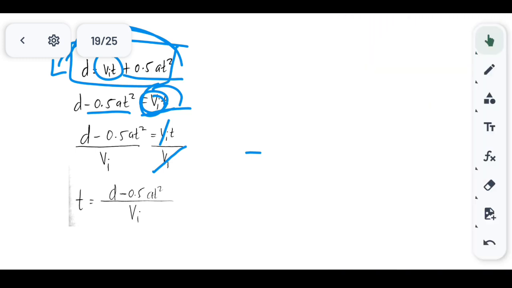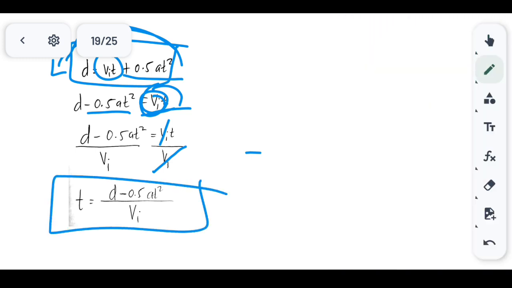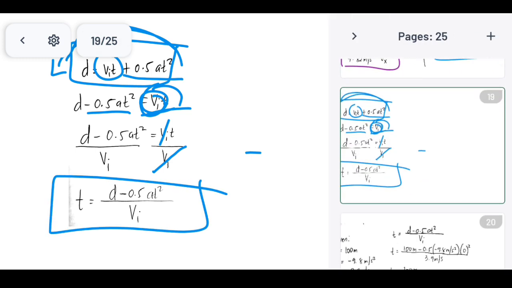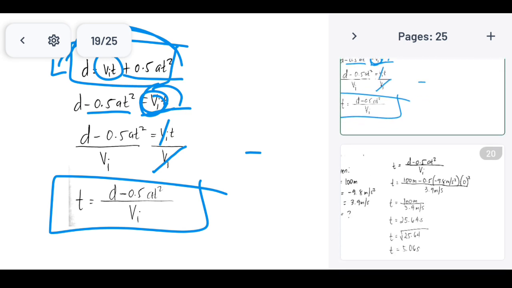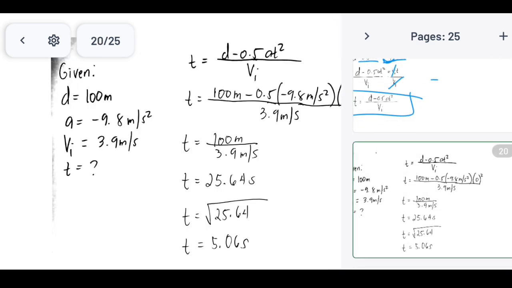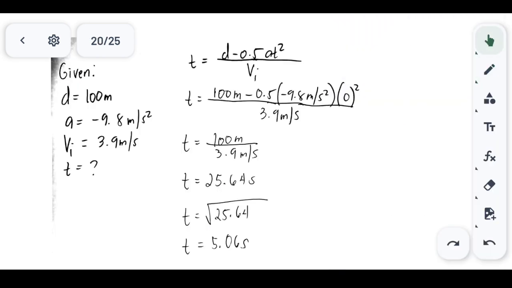Wait, this is the equation we will use to solve the number 1 problem, which is how long is the rock in the air. So, identify the given. Our given is distance. This is the height we are pertaining to, the y component, because we are pertaining to the height, how long the rock stays up high. So, everything you substitute in the problem should be related to the y component.